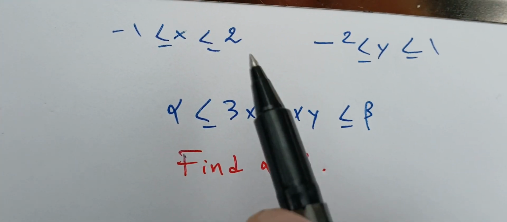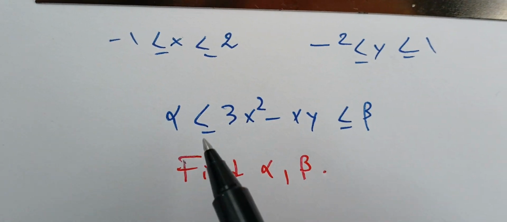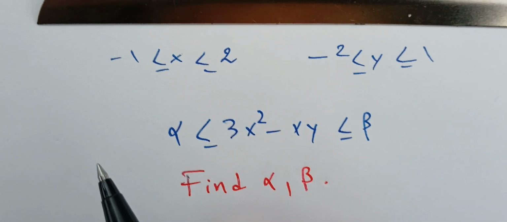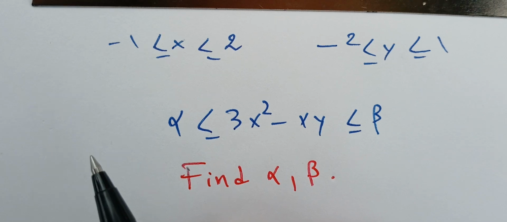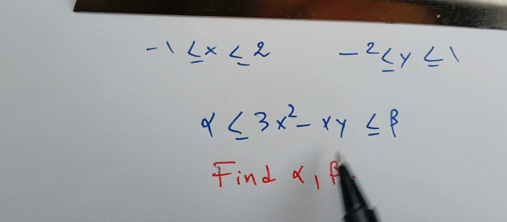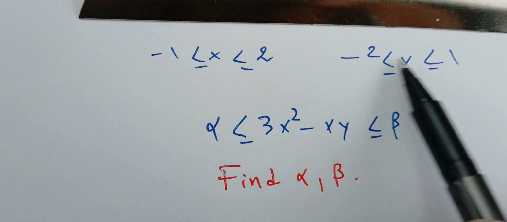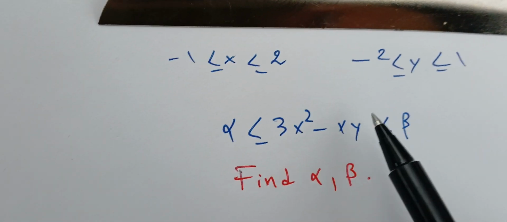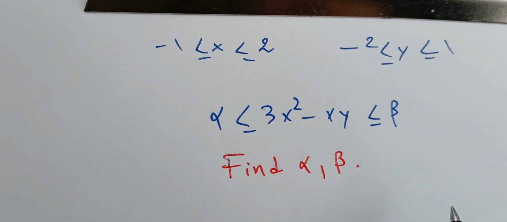Welcome back. In this video, we're gonna try to find this upper bound and lower bound for this quantity 3x squared minus xy, given that x is between -1 and 2 and y is between -2 and 1. One quick way of finding this alpha and beta is using bracketing. So here we can find x squared and multiply by 3, and we can do the product xy and find the sum of these two.